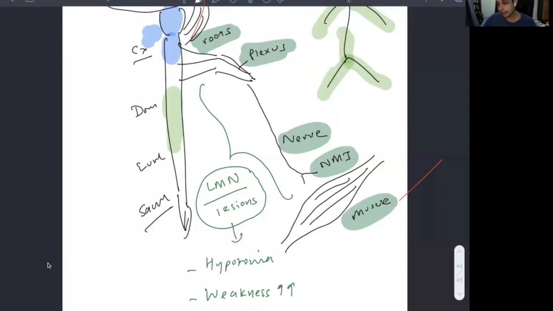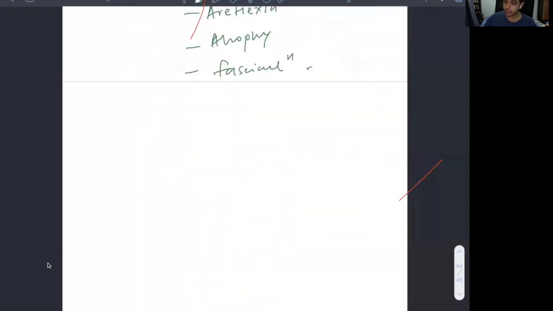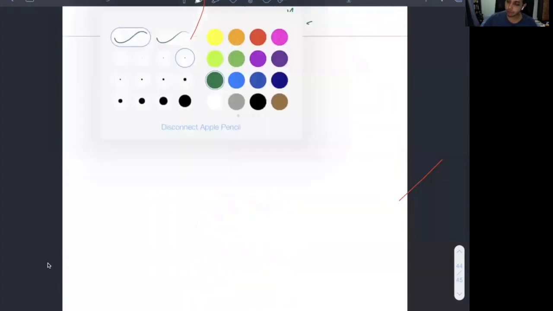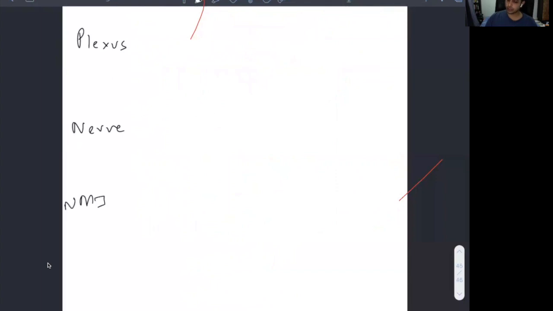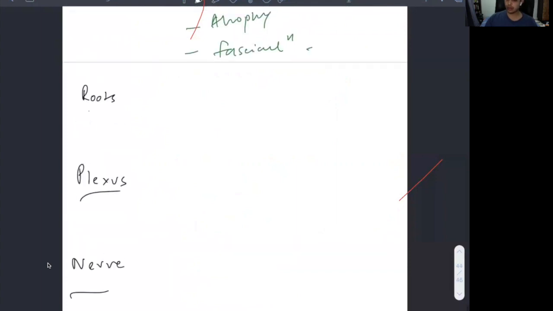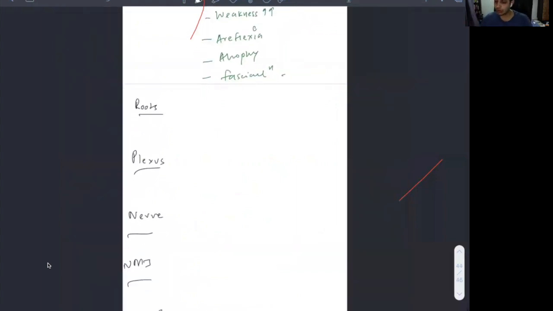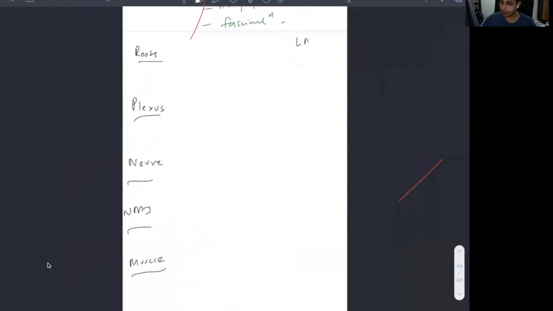At an MD or DM level, obviously, you need to go much deeper. So we'll talk about these five a little more. Roots, plexus, nerve, neuromuscular junction, and muscle. Okay, so all of them will be LMN. So that goes without saying. But what are the classical findings in each one? So one or two lines about each one I'll just give you.